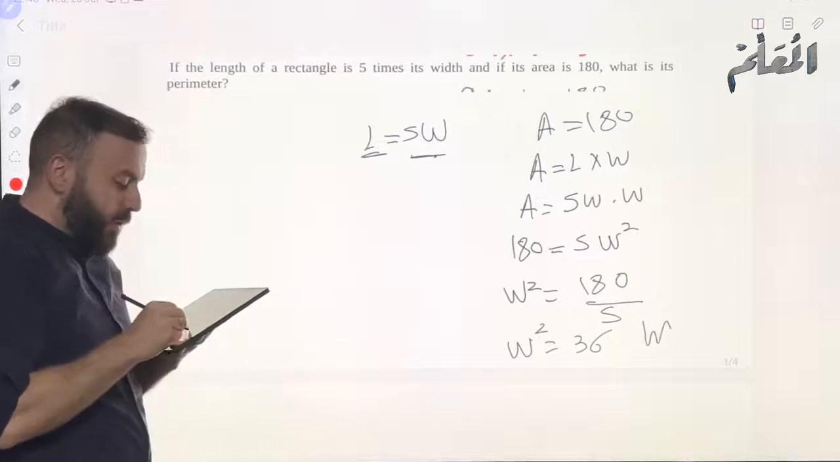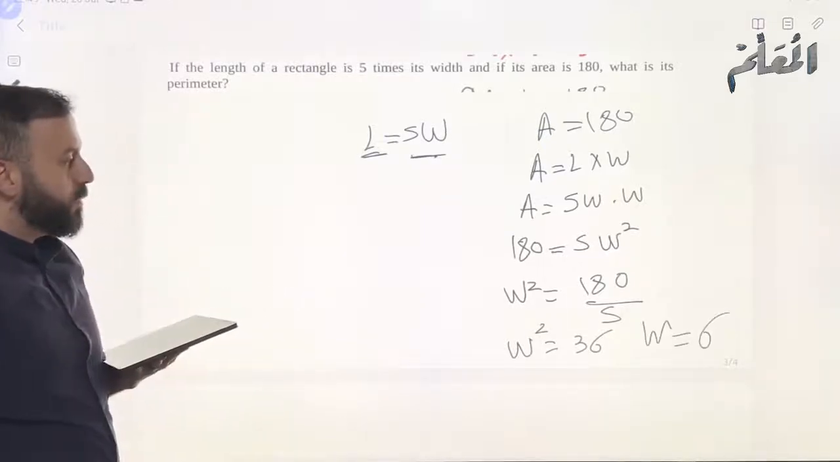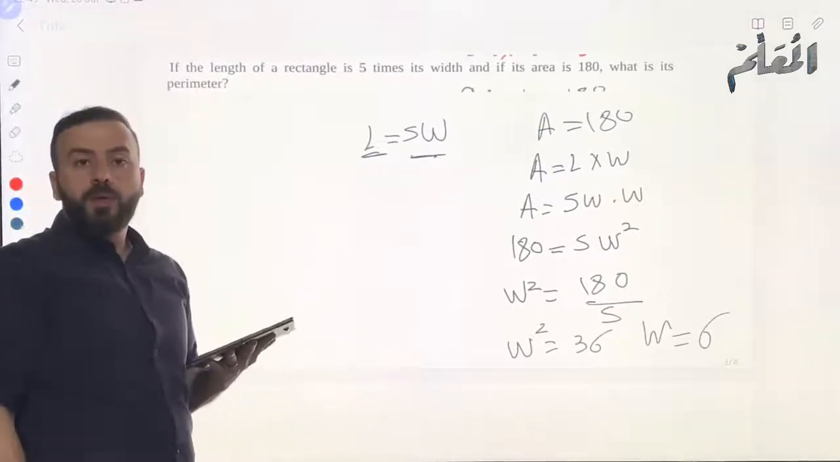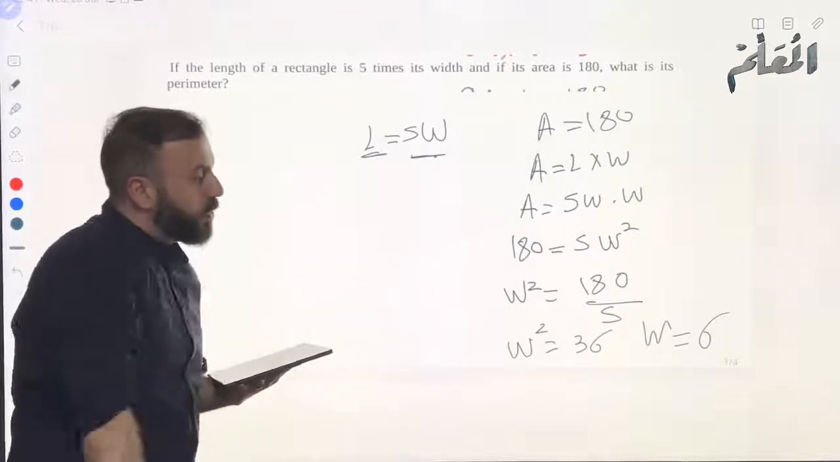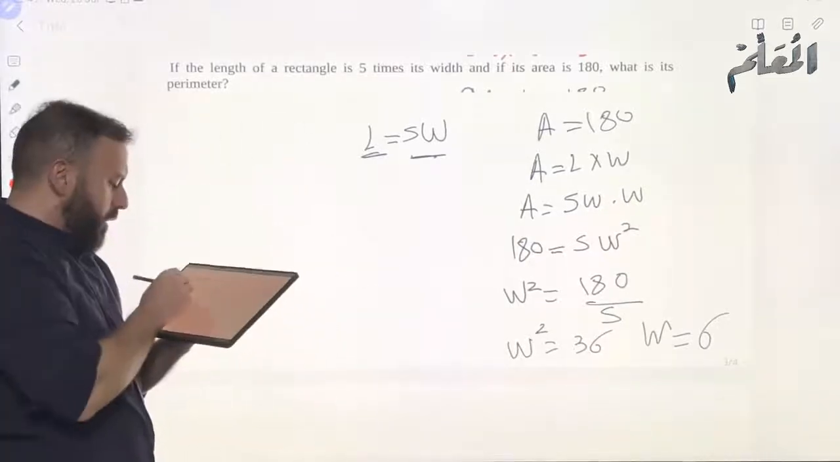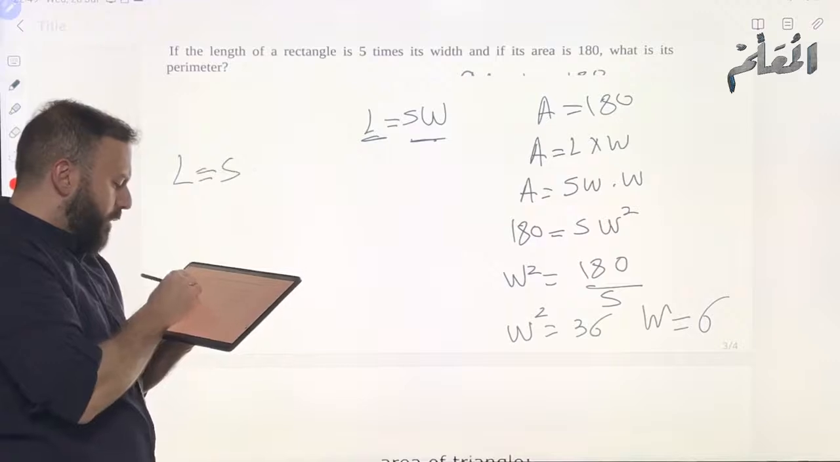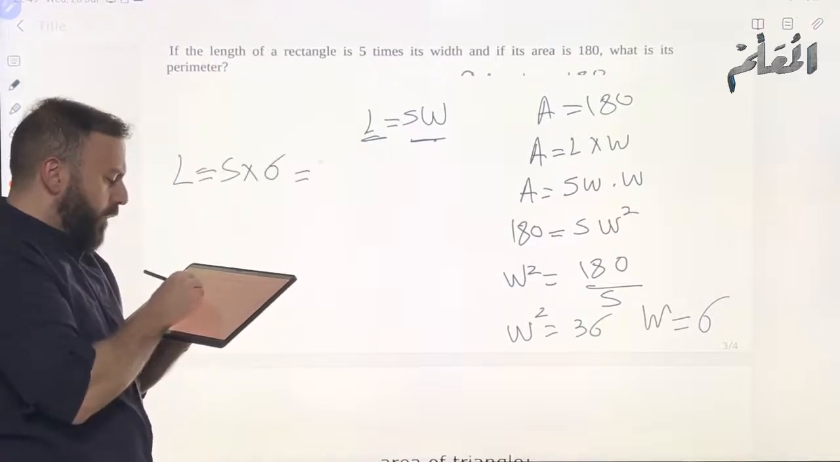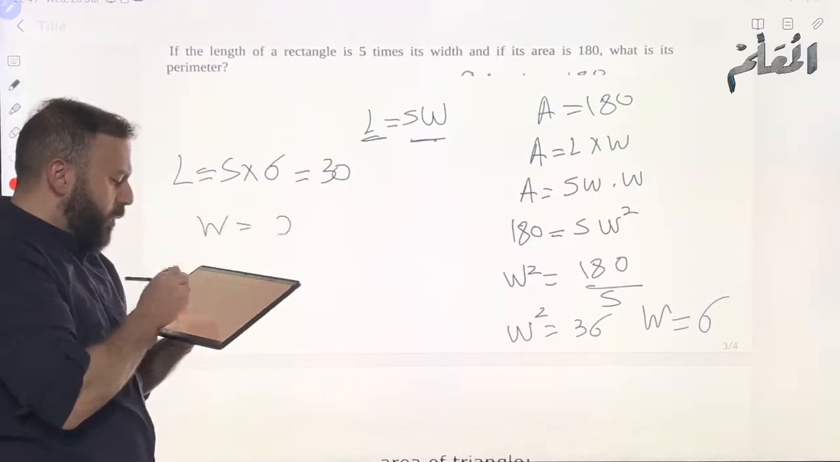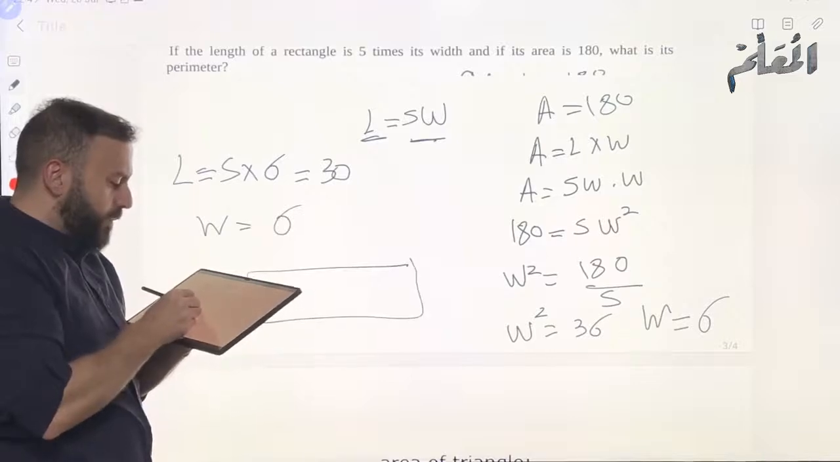In this case, w is equal to 6. Right? W is equal to 6. The length is equal to 5 times 6, which is equal to 30. And the width, I know it's equal to 6. So this is the rectangle.